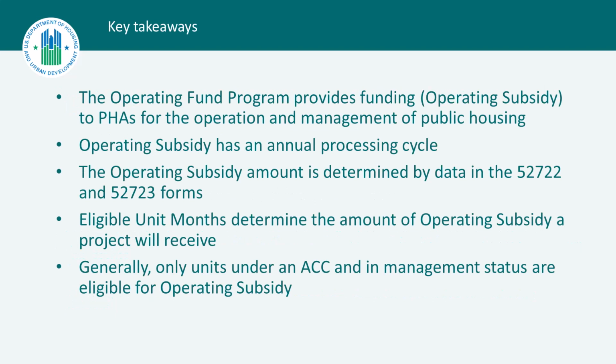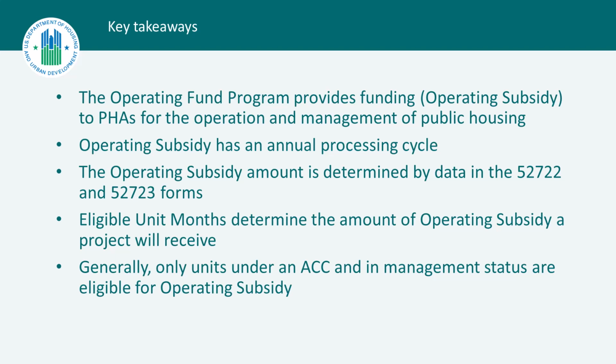In summary, the Operating Fund Program provides funding, or operating subsidy, to public housing projects to fund the operation and management of public housing. The operating subsidy process runs on an annual cycle, with key milestones usually occurring approximately from September to August. The actual schedule varies from year to year, so please refer to the PHA operating subsidy schedule for each calendar year for specific dates.